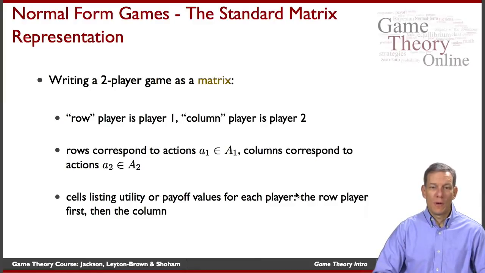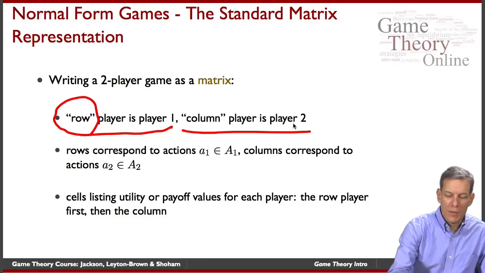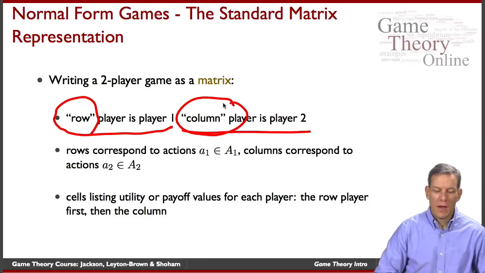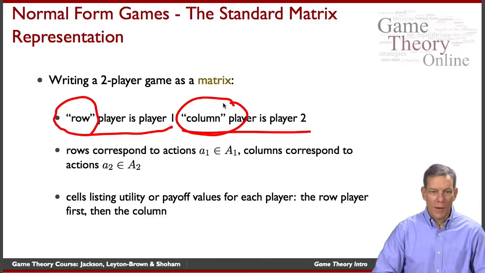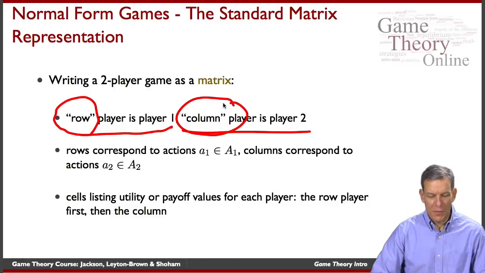Writing a two-player game as a matrix. So we'll have player one be the row player. Player two will be the column player. So they're going to choose actions that will be represented in the column of the matrix. And inside the cells will then represent the payoffs.